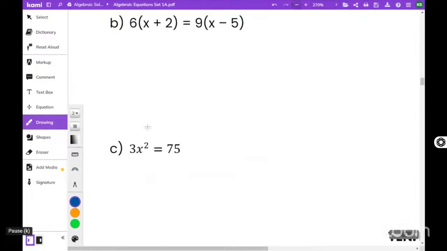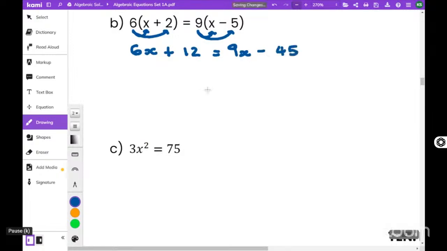All right, so the first thing we do here is we take the 6, we multiply it into the bracket twice. And we take the 9 and we multiply it into the bracket twice. 6 times x is 6x. 6 times 2 is 12. 9 times x is 9x. And 9 times -5 is -45. Now we're back to the previous question.